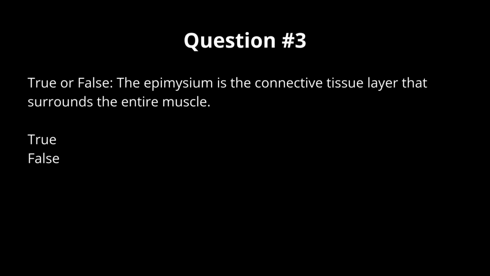Question number 3. True or false? The epimysium is the connective tissue layer that surrounds the entire muscle. The correct answer is true. The epimysium is the outermost connective tissue sheath, enclosing the whole muscle.